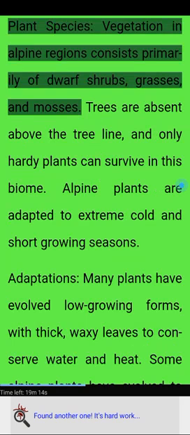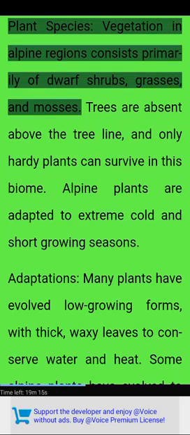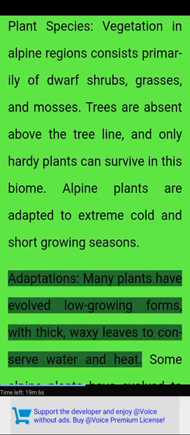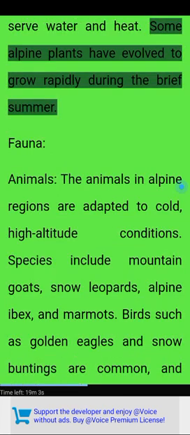Vegetation. Plant species: vegetation in alpine regions consists primarily of dwarf shrubs, grasses, and mosses. Trees are absent above the tree line, and only hardy plants can survive in this biome. Alpine plants are adapted to extreme cold and short growing seasons. Adaptations: many plants have evolved low-growing forms, with thick, waxy leaves to conserve water and heat. Some alpine plants have evolved to grow rapidly during the brief summer.